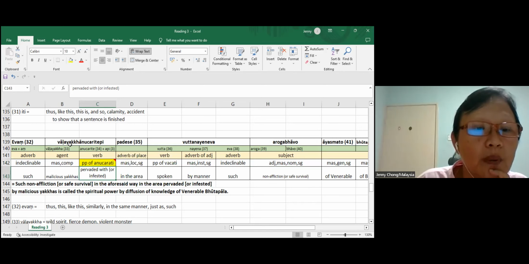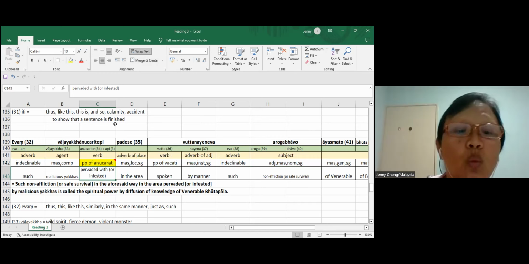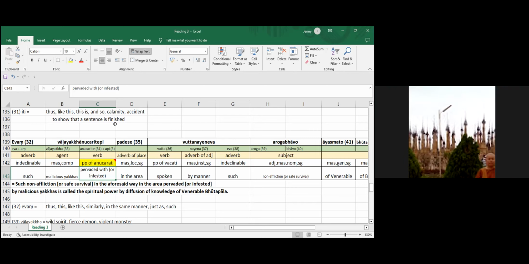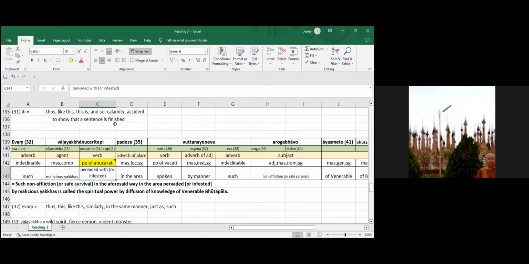But it's very easy because this anucharite modifies the padese, which is a locative. It's a past participle, but we say a past participle always follows the thing that it modifies. So it qualifies the padese. Padese is locative, right? So this anucharite is also locative. That's why it's very simple. You see, they are sitting next to each other, right? Okay, so you can put there also: this is also masculine locative singular.